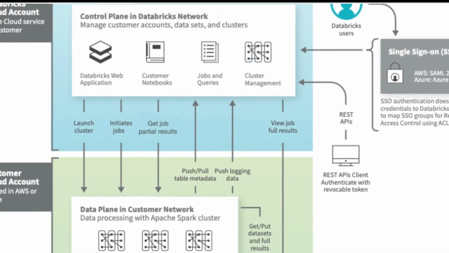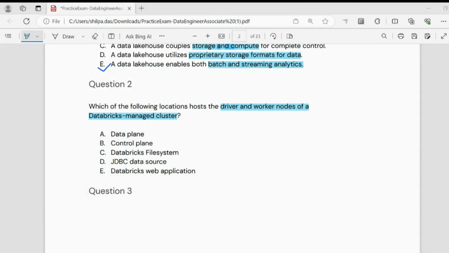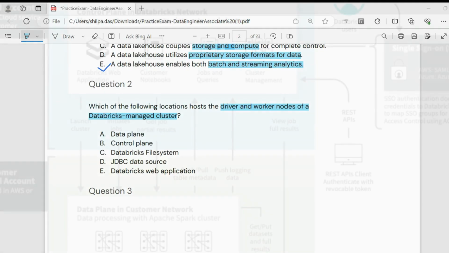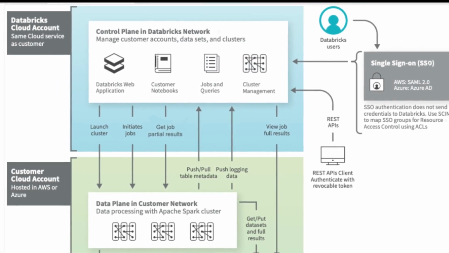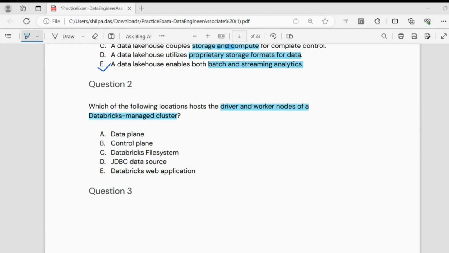In this, you will see this is the cluster management, but this is the actual cluster. And this actual cluster, the Spark cluster, has a driver node and a worker node, right? These driver and worker nodes are actually residing in the data plane. In the control plane, there is a web application, the notebooks, jobs, and cluster management. So don't get confused between the cluster management and the cluster. The cluster has a driver and a worker node, which reside in the data plane. So keep in mind this architecture of Databricks so that you can answer this question. So the right answer, you have guessed it right, it is basically the control plane. Then comes question 3.